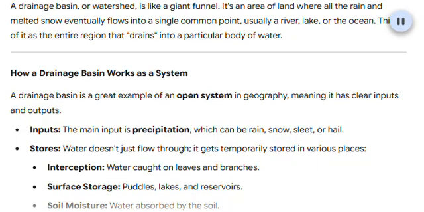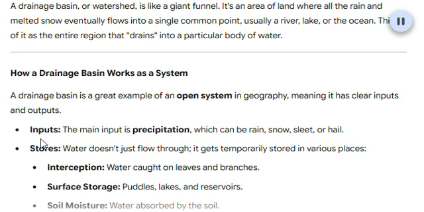Where all the rain and melted snow eventually flows into a single common point, usually a river, lake, or the ocean. Think of it as the entire region that drains into a particular body of water. How a drainage basin works as a system. A drainage basin is a great example of an open system in geography, meaning it has clear inputs and outputs.